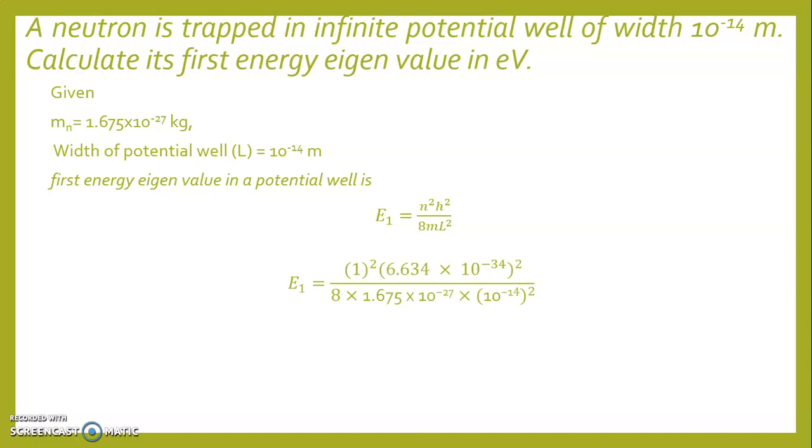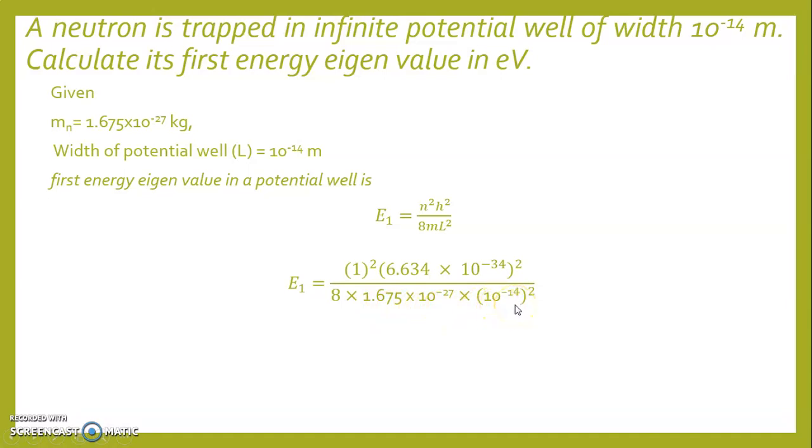So by putting the values, n is equal to 1, then the Planck constant 6.634 into 10 raised to minus 34, then 8 as it is, then the mass of the neutron, which we should put carefully, 1.675 into 10 raised to minus 27, because we frequently do not use a particle like a neutron, so by mistake you can put the mass of the electron here. Be careful. Then L is 10 raised to minus 14.